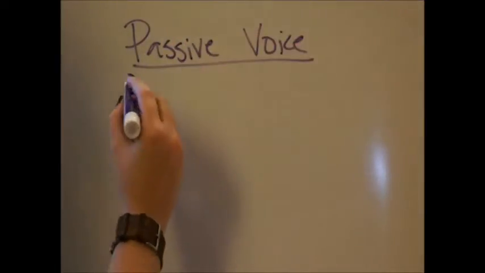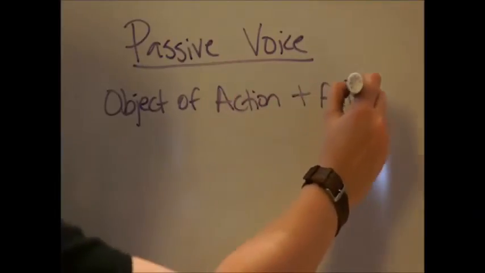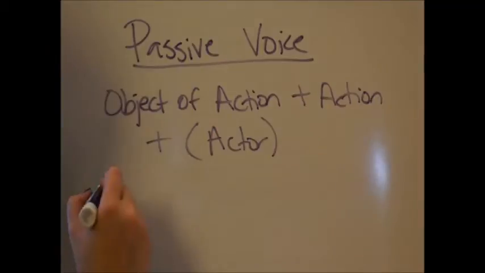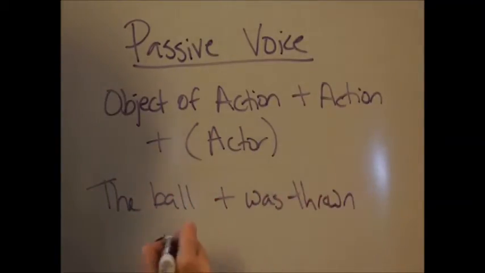Now let's compare that to passive voice. In passive, you're going to end up with the object of the action first, plus the action itself, and then maybe the actor, but they'll be tacked on through some kind of prepositional phrase, like the ball plus was thrown plus by John. We'll add him in there.